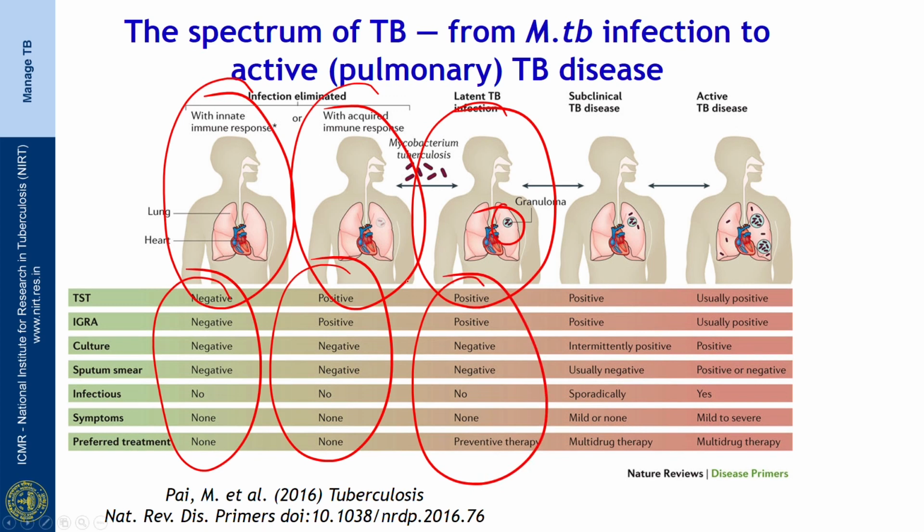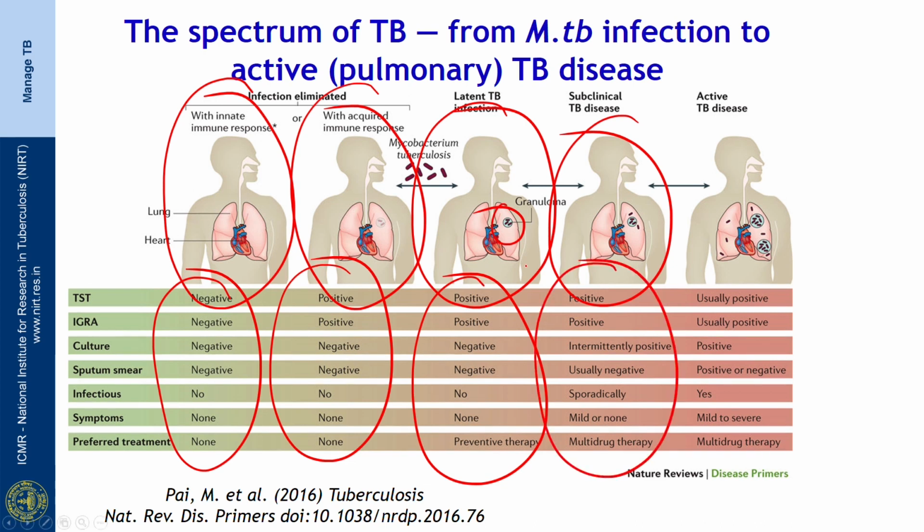The next stage of progression is the subclinical disease, wherein the TST and IGRA are positive. The culture can be intermittently positive. Sputum smear is usually negative. These people are sporadically infectious. They do have mild or no symptoms and do require multi-drug therapy.